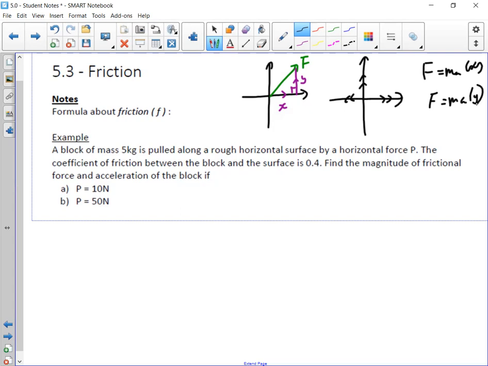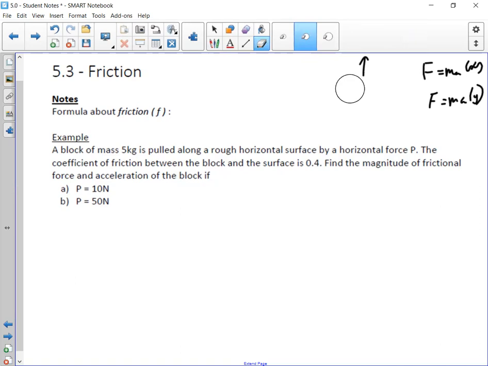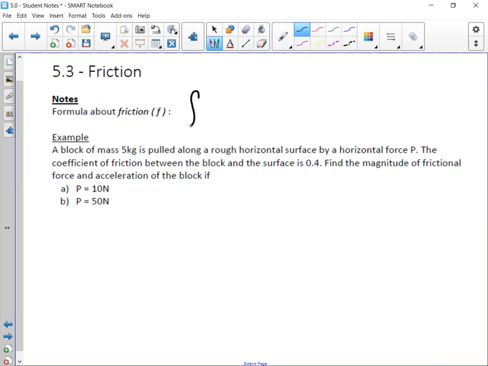So today we're going to add one extra ingredient to this whole thing, which is friction. Friction has a formula. We use small f for friction, and capital F for force, like resultant force. Small f usually means friction. Friction equals mu times reaction. F means friction, and mu is the coefficient of friction.